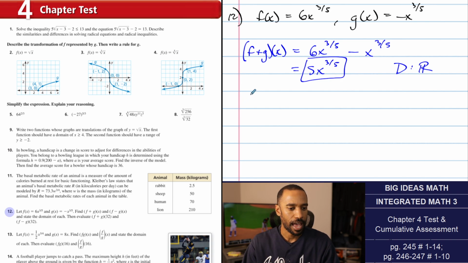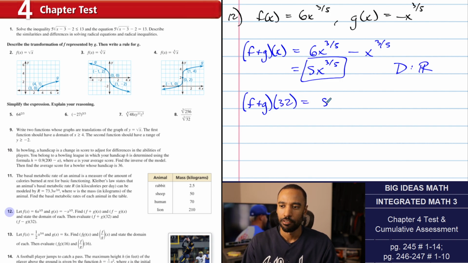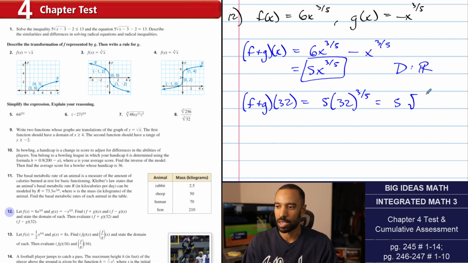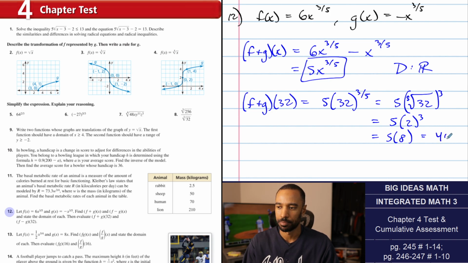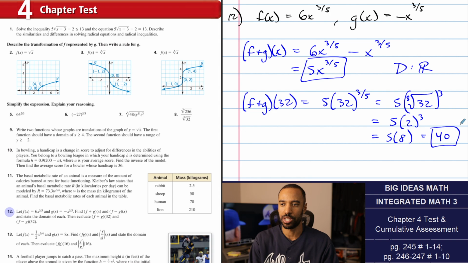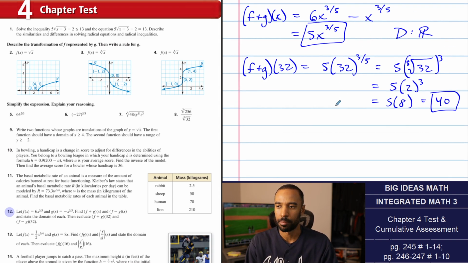They say find f plus g of 32, so let's get that. F plus g of 32 is 5 times 32 to the 3/5. Now, before you jump to the calculator, that does mean 5 times the 5th root of 32 cubed, and the 5th root of 32 is 2. So that's 5 times 2 cubed, or 5 times 8, which is 40. So f plus g of 32 is 40. It's within the domain that is all real numbers.